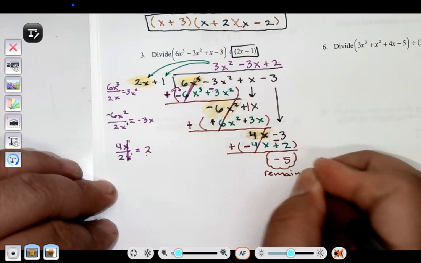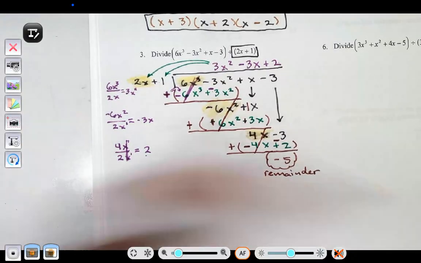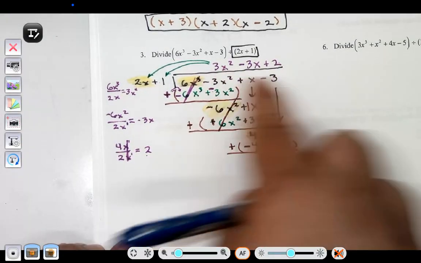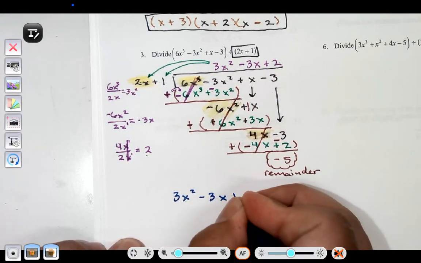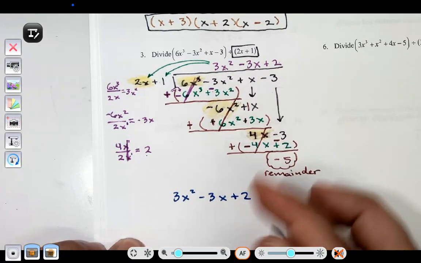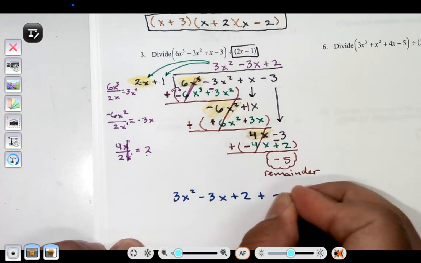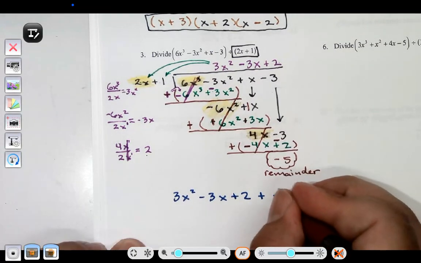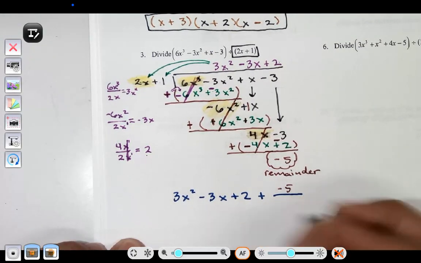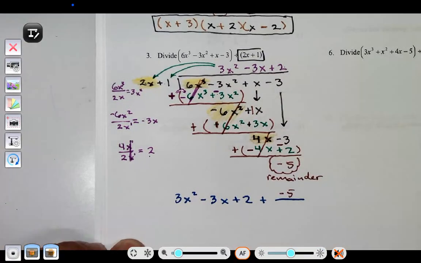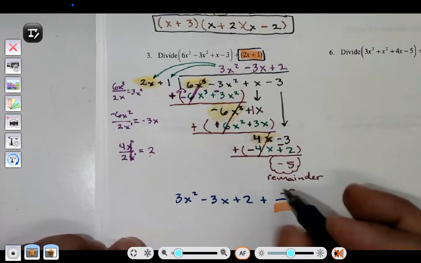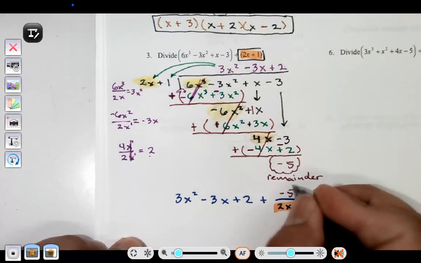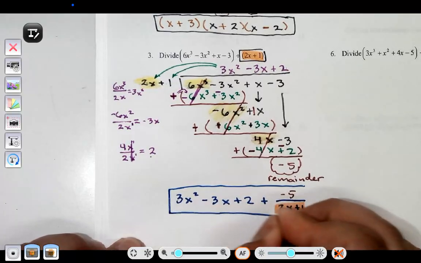So the only question left is, okay, then how do I officially write my answer for this problem? Well, I have to copy everything up here. There's the 3x squared. There's the minus 3x. There's the plus 2. But when we have a remainder, we always say plus, but we write it as a fraction. And my remainder of negative 5 goes on top. And then what do I put at the bottom? Well, don't forget, this is what we were dividing by early on in the problem. We were dividing by 2x plus 1. Well, that's what we're going to put here, 2x plus 1. All of this becomes our result.